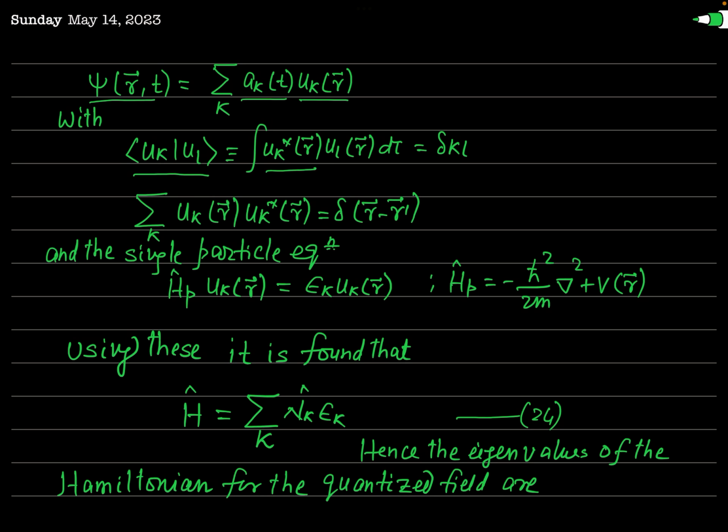is just equivalent to the integral of u_k star of r, this is the complex conjugate of u_k, and u_l of r d tau, equal to delta_kl, and at the same time summation over k u_k of r u_k star of r' is delta of r minus r'. Actually, what are these? This delta_kl is a Kronecker delta. And this delta of r minus r' is the Dirac delta function.